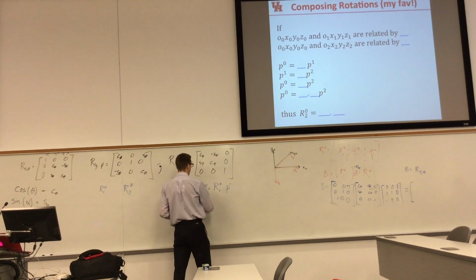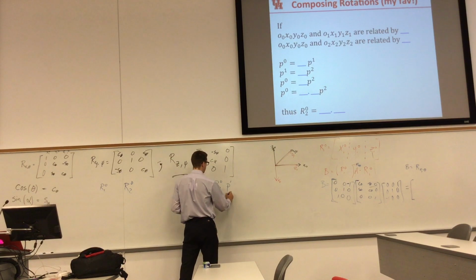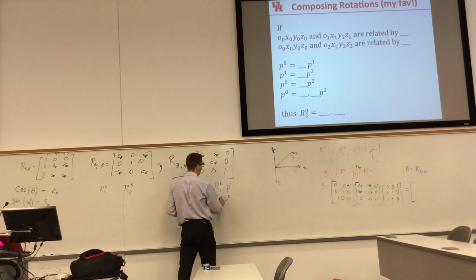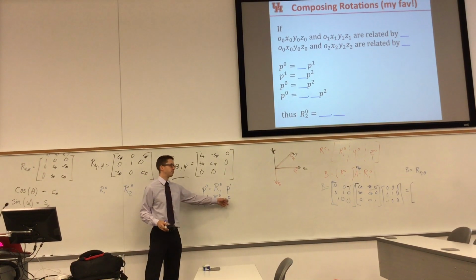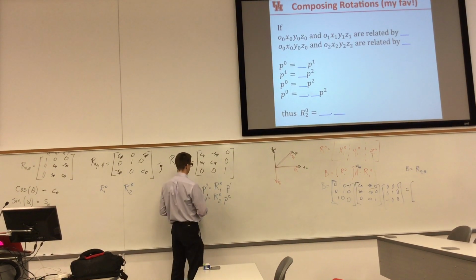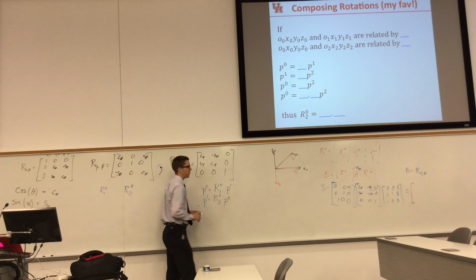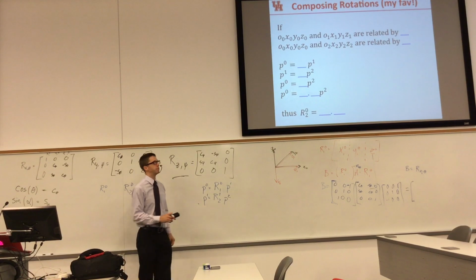Similarly, P1 is equal to a transformation times P2, R2 to 0. It tells me how I take this point that's in coordinate frame 2 and get it into frame 1. I apply my rotation matrix.